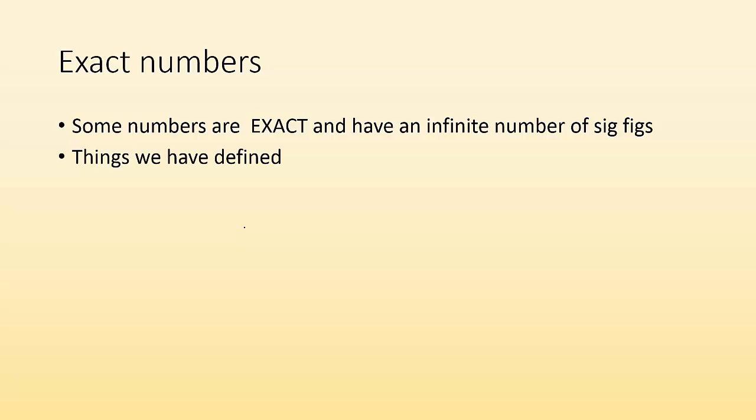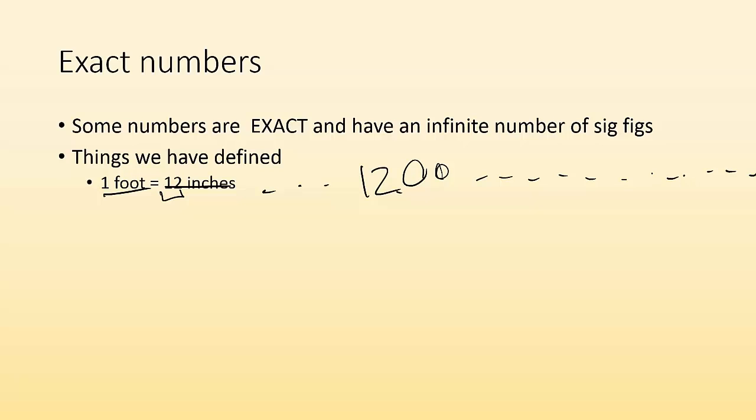They're things that we have defined. So example, 1 foot being 12 inches, we've defined that. We're defining a foot as exactly 12 inches. So it's not, all right, well, there's 2 sig figs. No, there is an infinite number of sig figs.